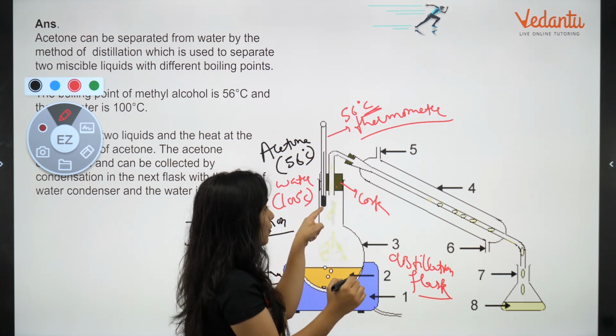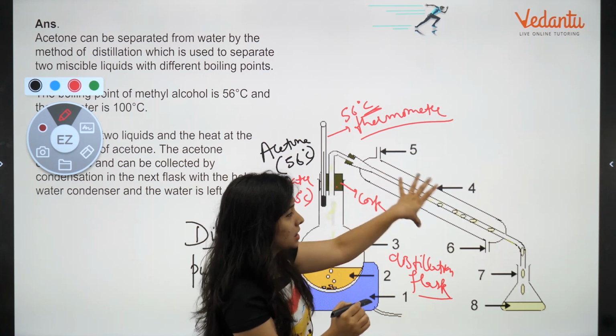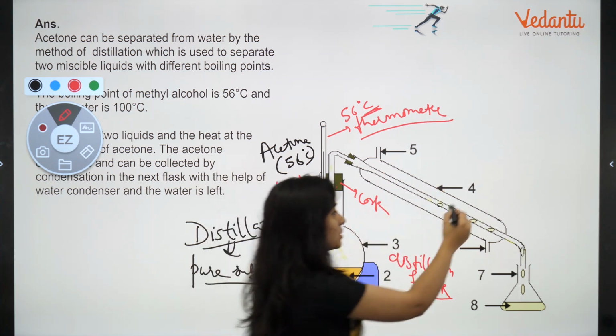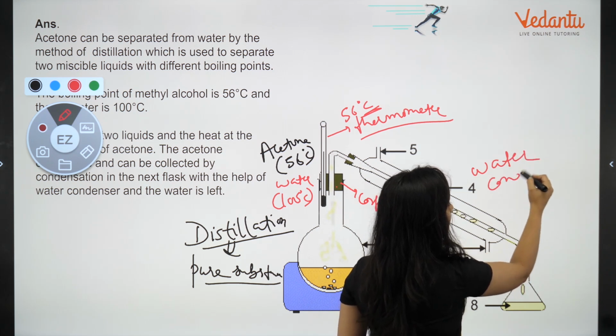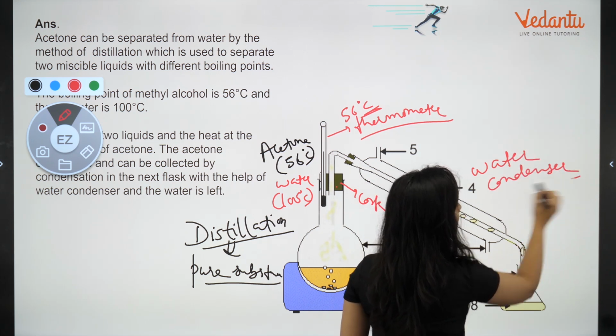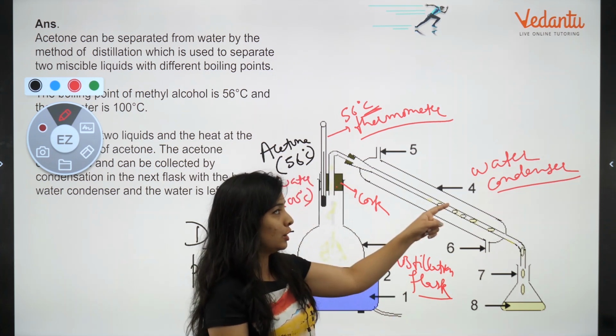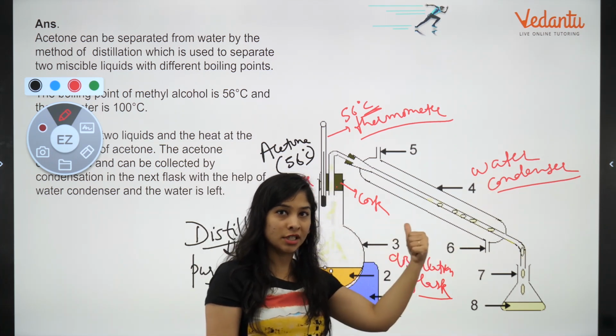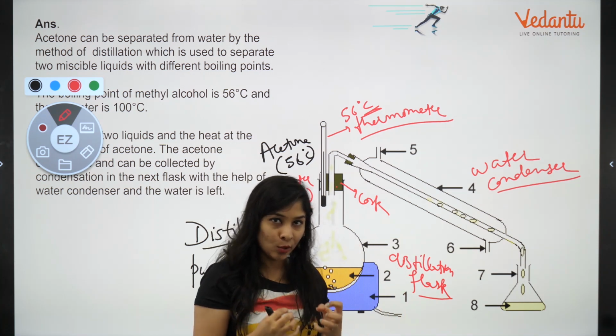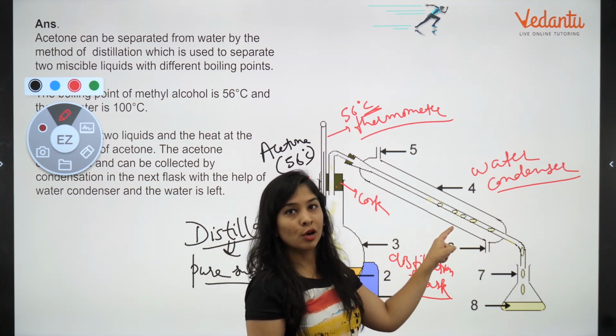Fine. Now vapors are going away. This apparatus is known as the water condenser. Okay, this has the name of water condenser. What does a water condenser do? As the name suggests, condenser. Condense, you know from the first chapter, is the conversion of vapor into liquid. So this is the work of the condenser.